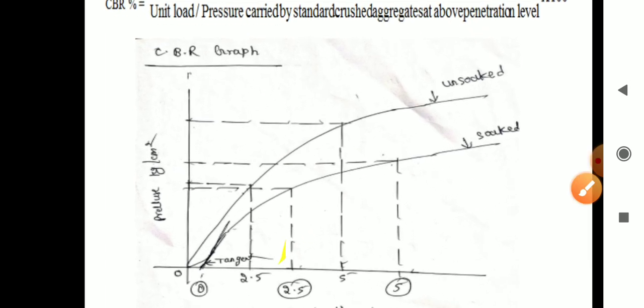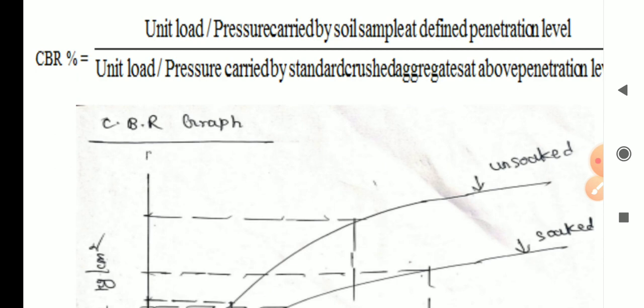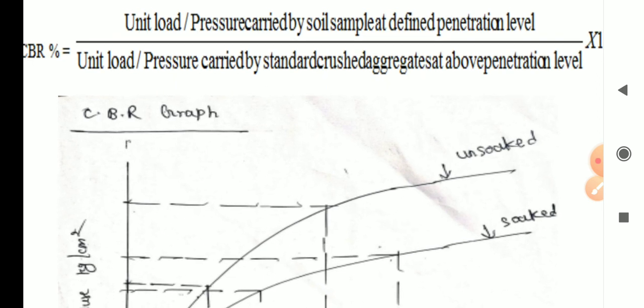Correction. The CBR formula: CBR percentage is equal to the unit load or pressure carried by the soil sample at a defined penetration level, divided by the unit load or pressure carried by standard aggregate at the same penetration level, into 100. For 2.5 penetration, the denominator is the standard aggregate, so we take pressure as 70.